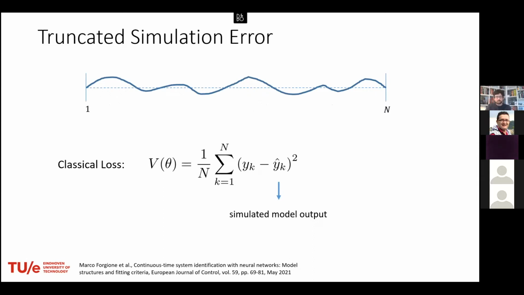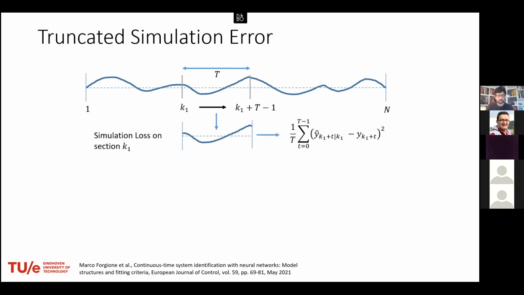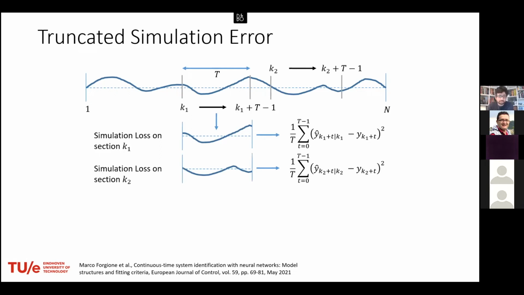But why should we do that? Why can't we use just a small section of the data and start at time instance k1 and just simulate to time instance k1 plus t minus 1? We could do that, and we could calculate the cost on that small portion of the data. And then we can start at k1, but we can also start at time instance k2 and compute the loss again. And we can do that at a whole set of time instances, k1, k2, k3. They can be randomly located in the data. Those sections can overlap, or they can be perfectly following each other up. There are many different options.